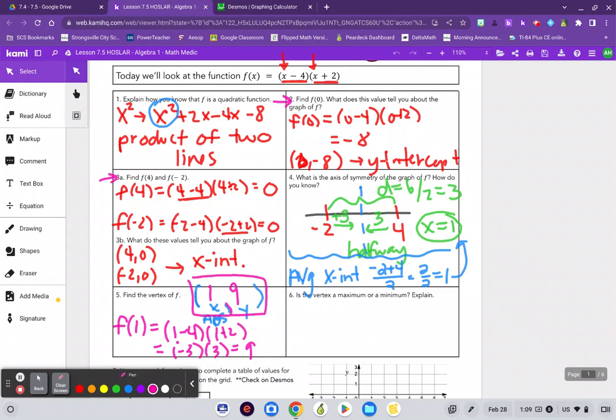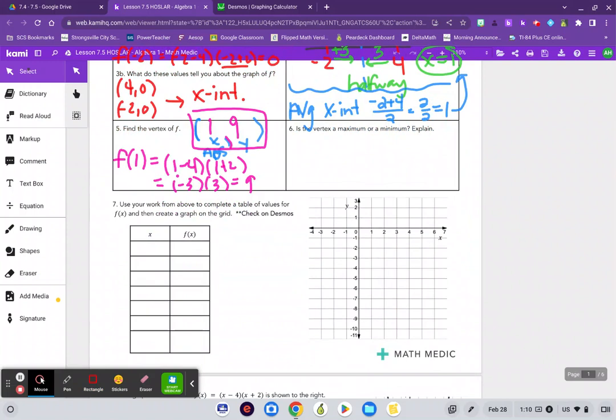And it says, is this vertex a maximum or a minimum? Well, let's think about it. Actually, before we answer that question, let's go down here and create a table and plot some points. Then we can go back and answer that question of whether we have a max or min. So it says, use your work from above to complete a table of values for f of x and then create a graph on the grid. We can check this on Desmos, which we will.